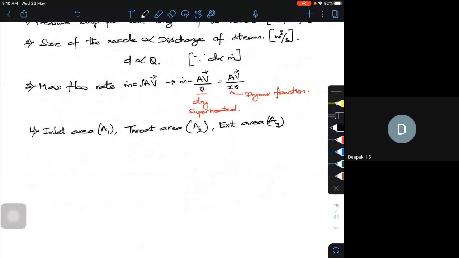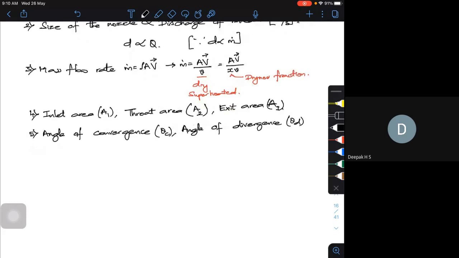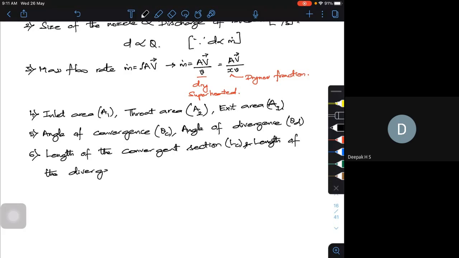A few more factors which we need to consider here: one is the angle of convergence, that is theta C, and the angle of divergence, that is theta D. If I'm considering the angle of convergence and the angle of divergence, then there is the length of the convergent section, which is L suffix C, and the length of the divergent section, which is L suffix D.